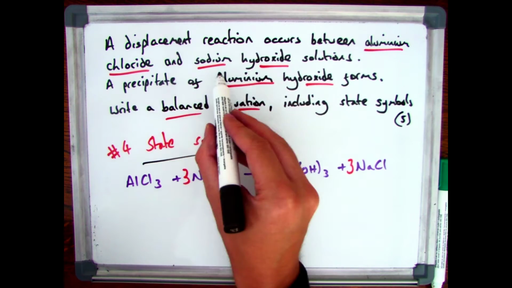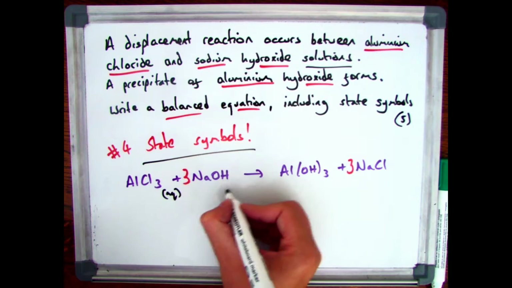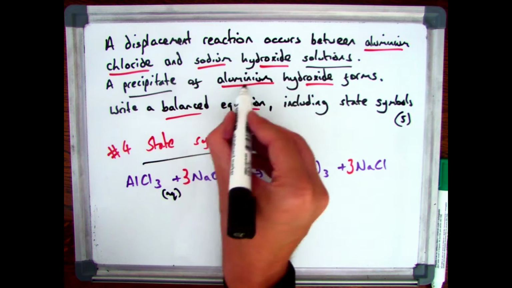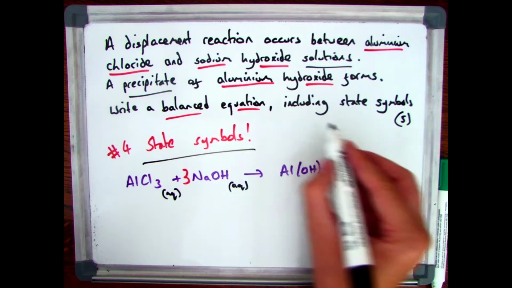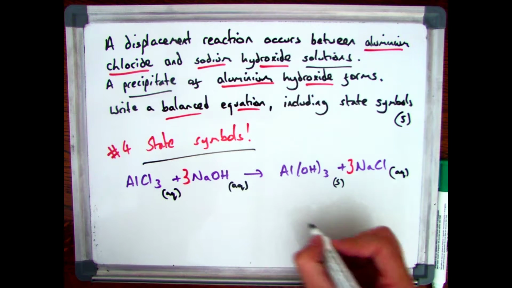So it tells you sodium chloride and sodium hydroxide are solutions, so they're aqueous. You've got a precipitate of aluminium hydroxide, so that is going to be a solid, and then sodium chloride will stay in your solution, so that is going to be aqueous as well.